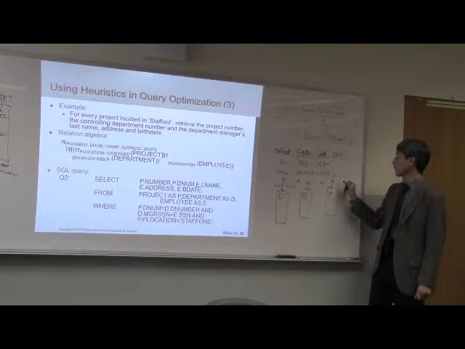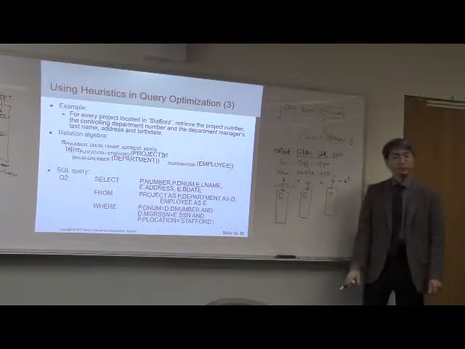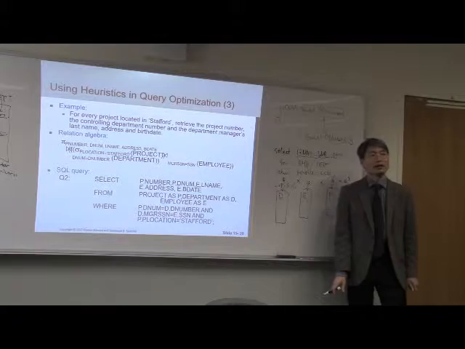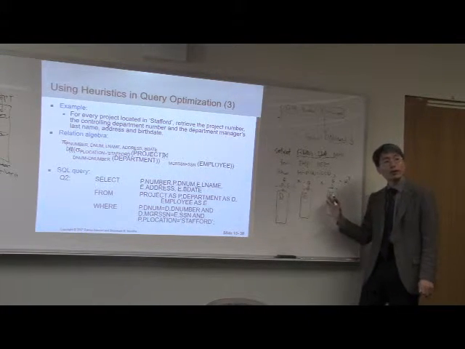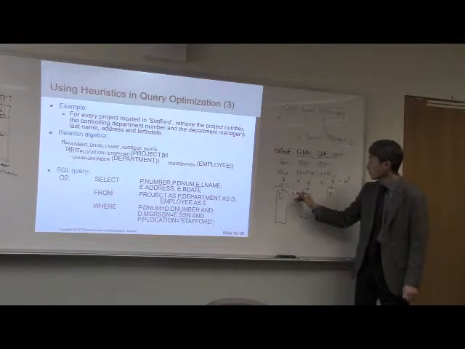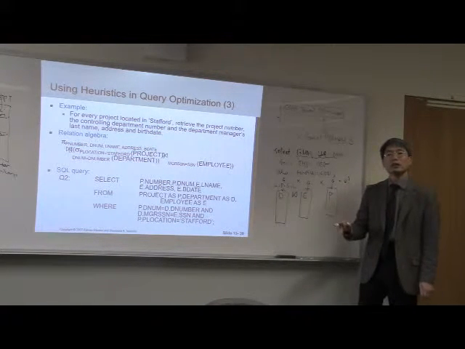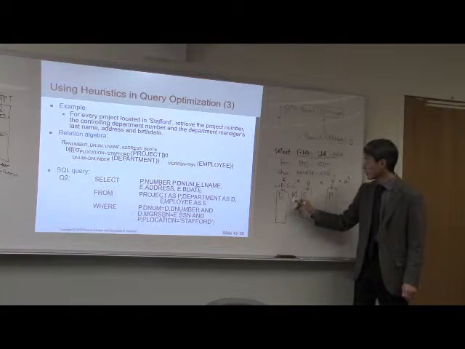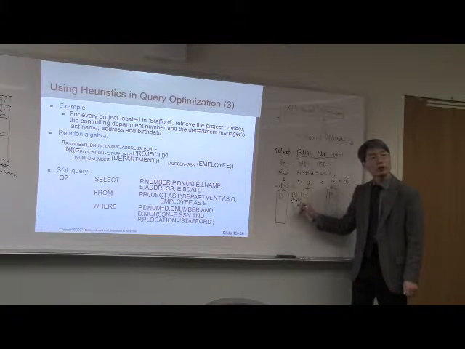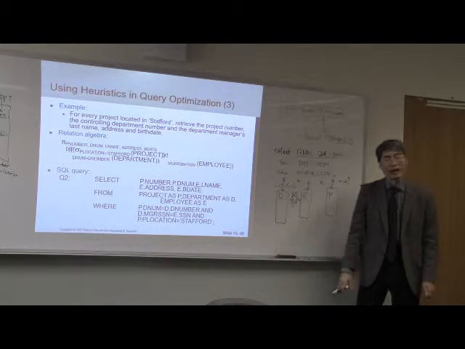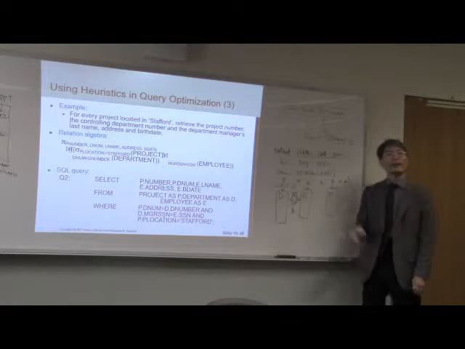4 times 4 times 4, 64, something like that. Then, for join, we need to join 2 tables, right? So how many different ways of join? Nested loop join, single loop join, and sort merge. So we are going to ignore the hash join. So that's the 3 different ways.